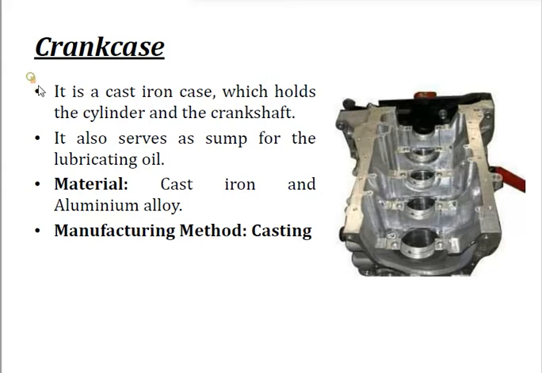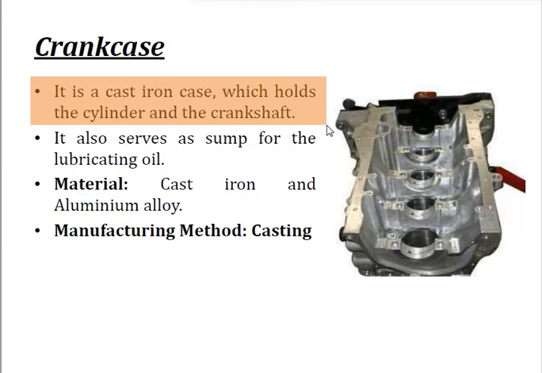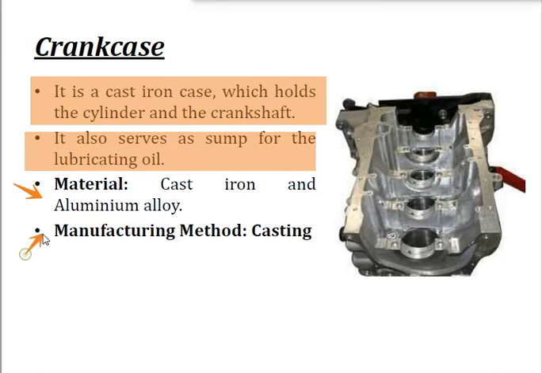So basically the function of the crankcase is to hold the cylinder block with the crankshaft, and the next function is to act as a sump for the lubricating oil. It serves as a sump for the lubricating oil. So the material used is either cast iron or aluminum alloy, and the manufacturing method is casting. So this was regarding the different components, their function, their material of construction, and the manufacturing methods.